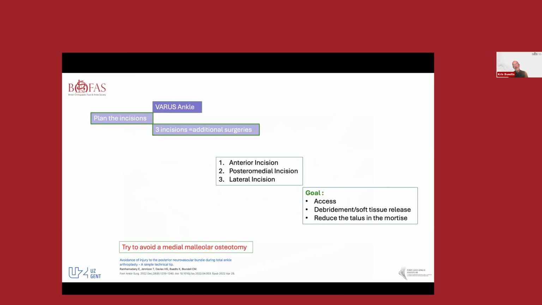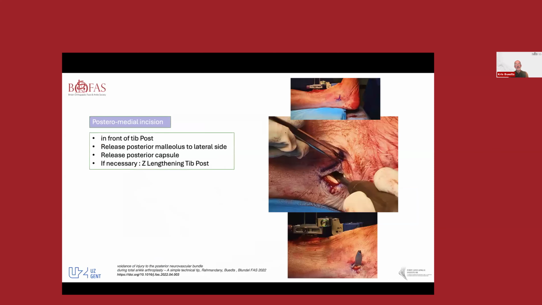And if we do go then in varus ankle, we plan mostly three incisions if you go for a varus deformity, which is actually considered as an additional surgery, and we try to avoid a medial malleolostomy. So how we attack a varus ankle: we start with the posterior medial incision in front of the tib posterior. We release the posterior malleolus to the lateral side. We release the posterior capsule, and then if necessary, afterwards, we can use this incision to lengthen the tib posterior tendon.